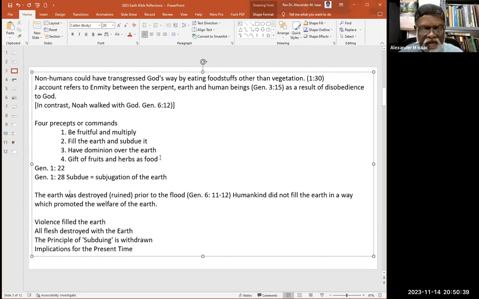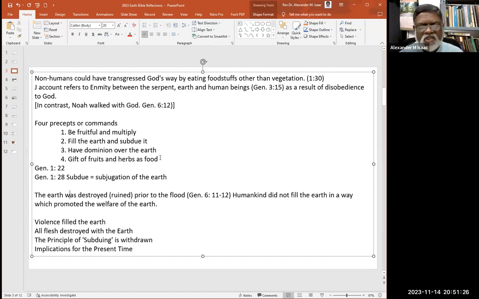Later, we see that the principle of subduing is withdrawn by God. You can read that in the text that we have shared. Therefore, this question of subduing is withdrawn so that the earth should be protected. We can see in Noah's ark that this protection is underway. Two by two, every organism is being drawn into the ark. And that's how the act of subduing is withdrawn after the flood.